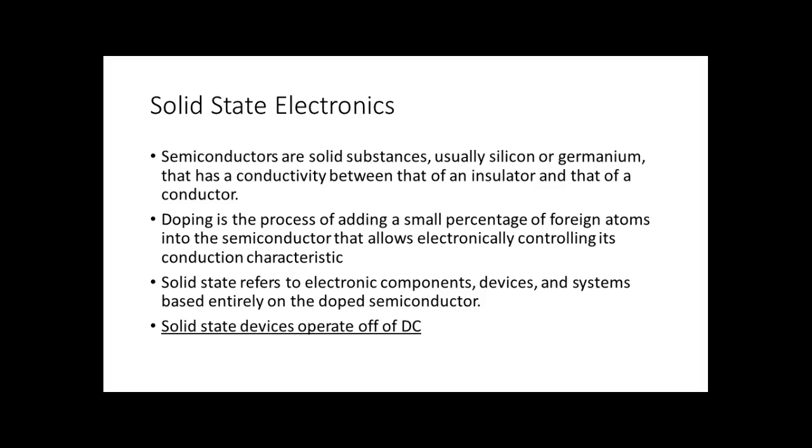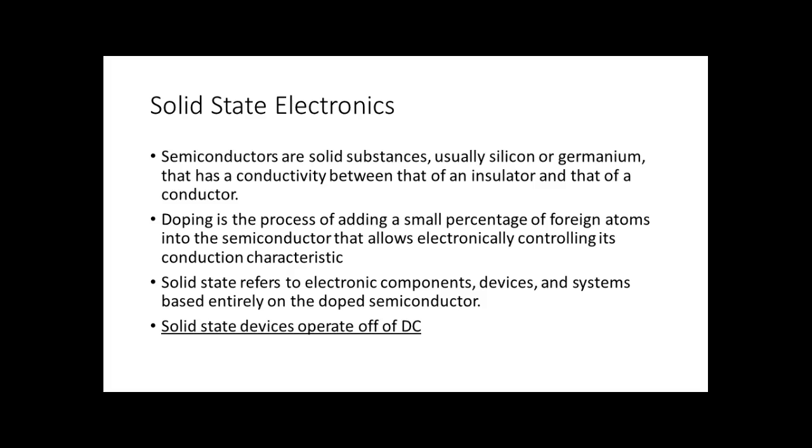This has a conductivity between, so we call these semiconductors because they have a conductivity between an insulator and a conductor. And we'll look at that when we get into this. And we do strange things with this where we can actually change the conduction. We call it doping, where we literally change the characteristics of the semiconductor.